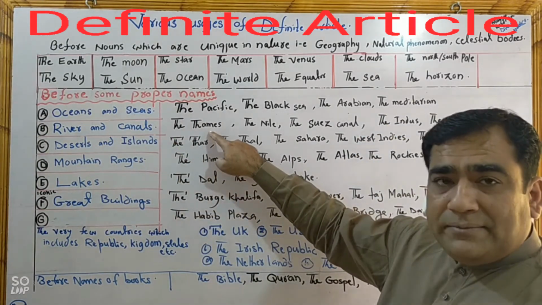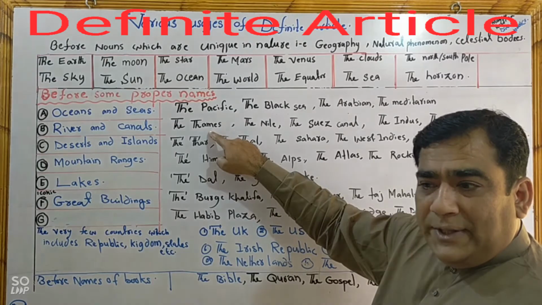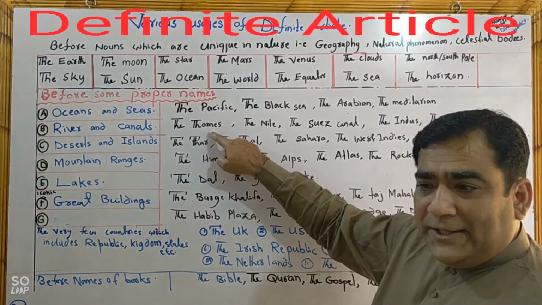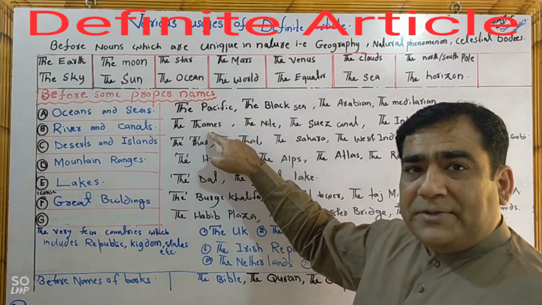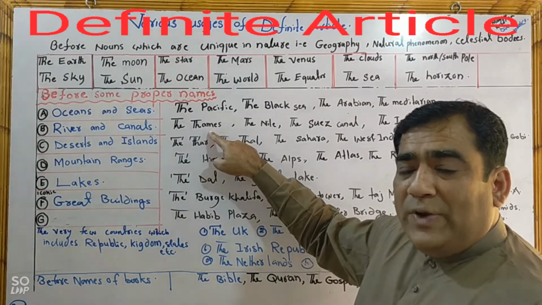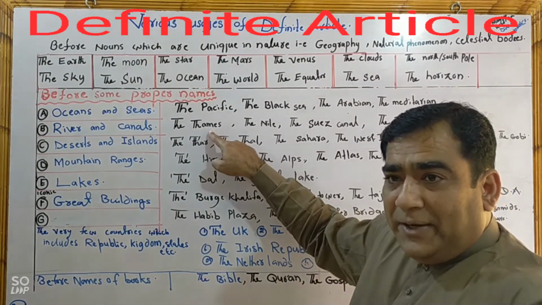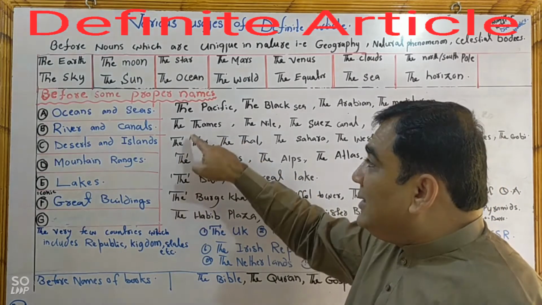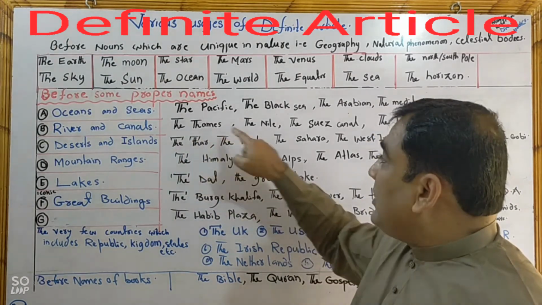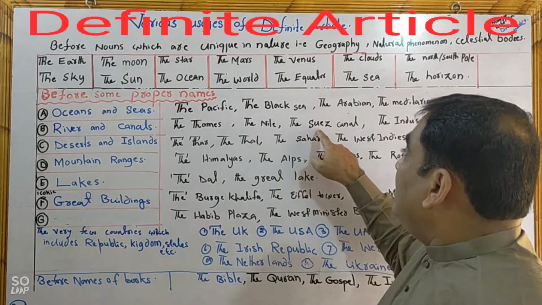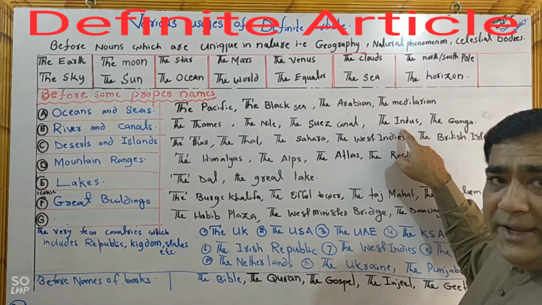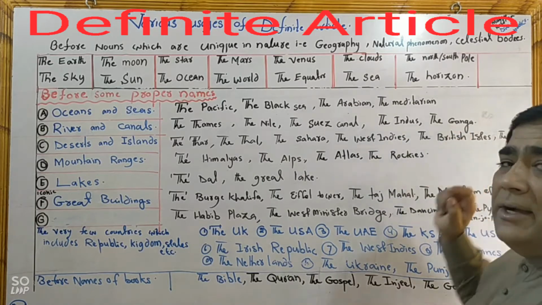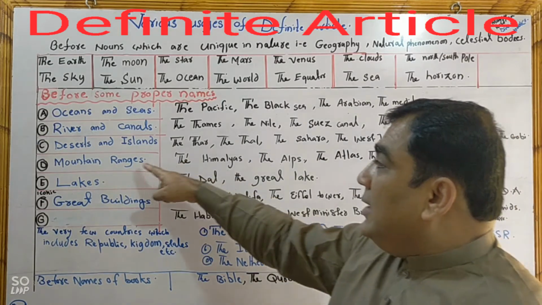The Thames. Do you know there is a poem in first year, a sonnet composed upon Westminster Bridge, where William Wordsworth was sitting on that bridge? That river was the Thames. The Nile, the Suez Canal, the Indus, River Indus, the Ravi, and the Ganga River.